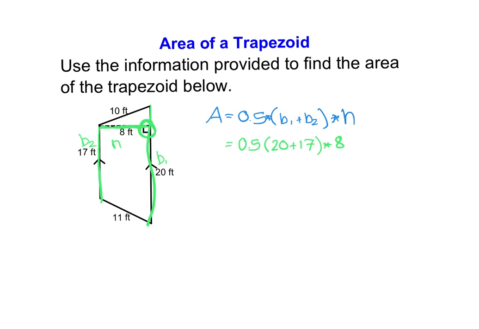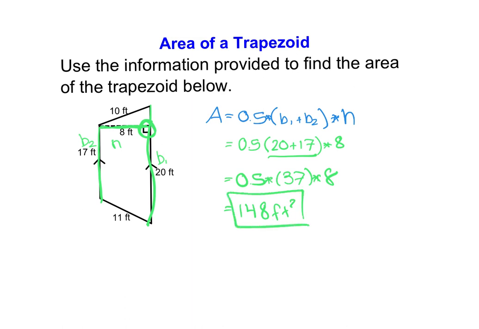Now, because of the order of operations, we want to make sure we're very careful as we calculate this area. I'm always going to start with the parentheses, so 20 plus 17 is 37. So I have 0.5 times 37 times 8, and now I can take 0.5 times 37 times 8, and I find an area of 148 feet squared.